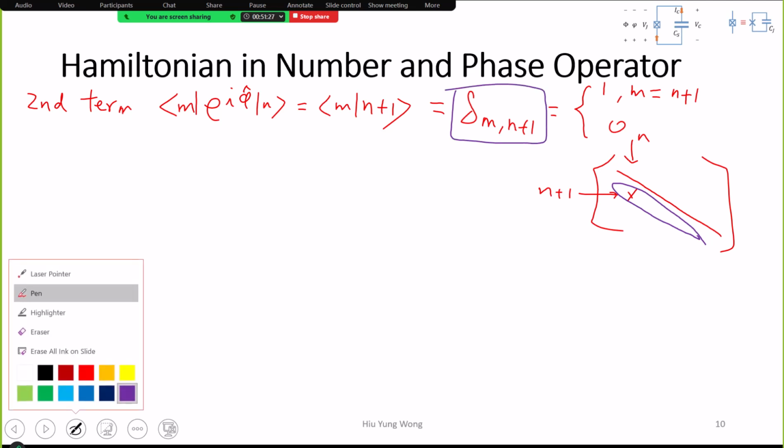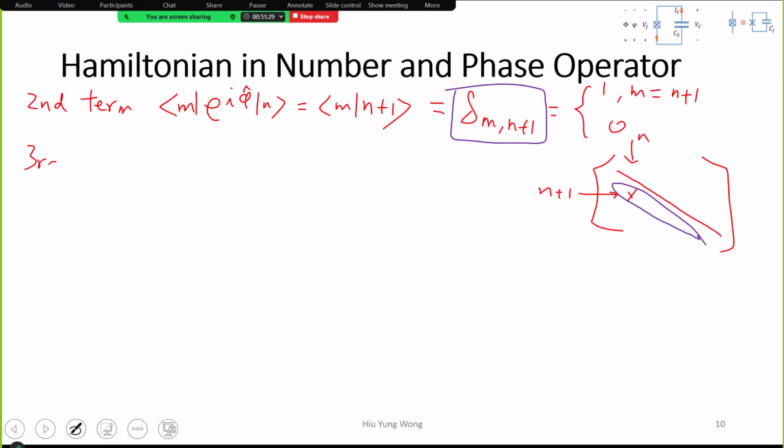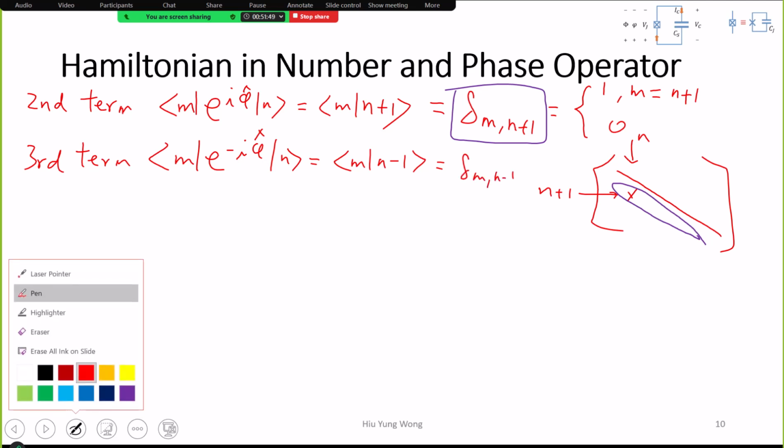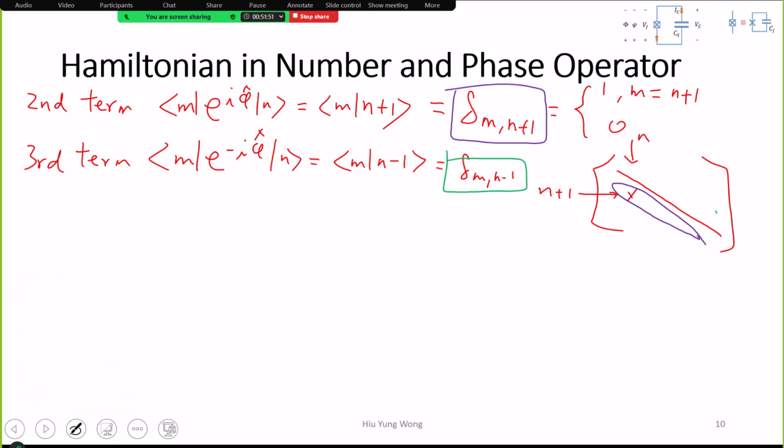Okay? And similarly, for the third term, I need to go a little bit faster. It is m e to the power negative i phi hat n, which is equal to m n minus 1. Again, we use that equation. And now this is equal to delta m n minus 1. So if this is green, it's going to fill up this off diagonal. So the whole thing is that this Hamiltonian, although it's infinite by infinite, everything everywhere is 0 except these 3 diagonal rows.